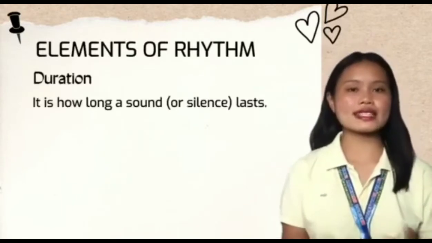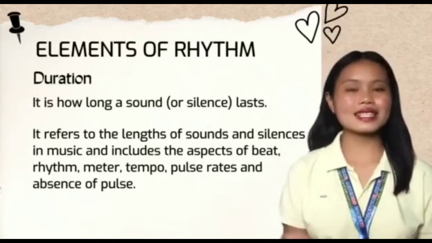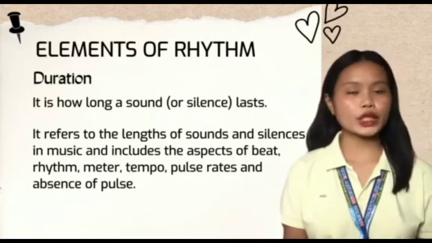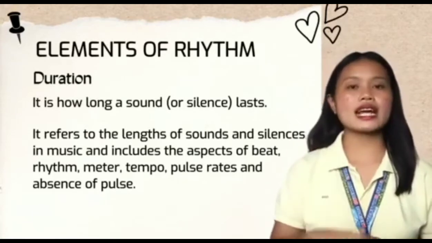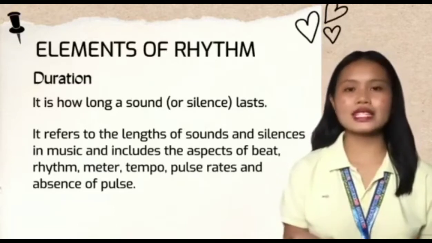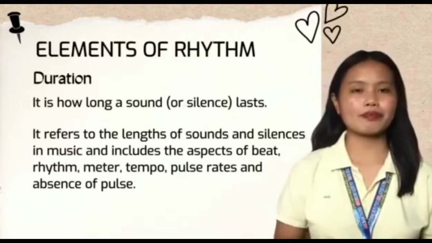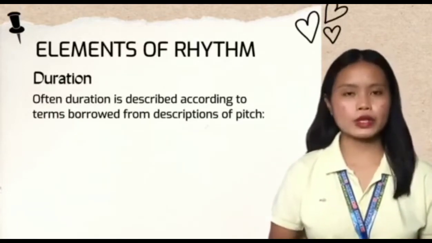It is how long a sound or silence lasts. It refers to the length of sounds and silences in music and includes the aspects of beat, rhythm, meter, tempo, pulse rates, and the absence of pulse. Durations and their beginnings and endings may be described as long, short, or taking a specific amount of time. Often duration is described according to terms borrowed from descriptions of pitch.